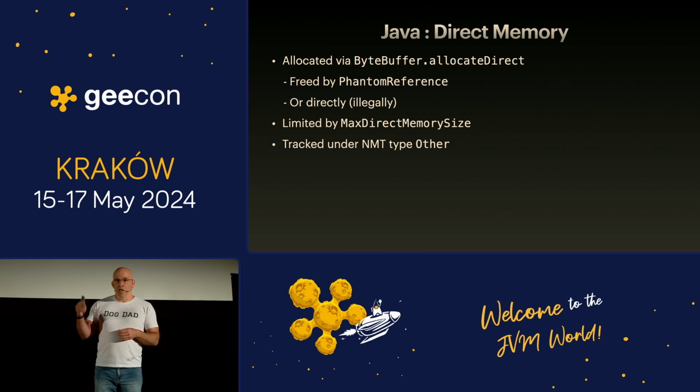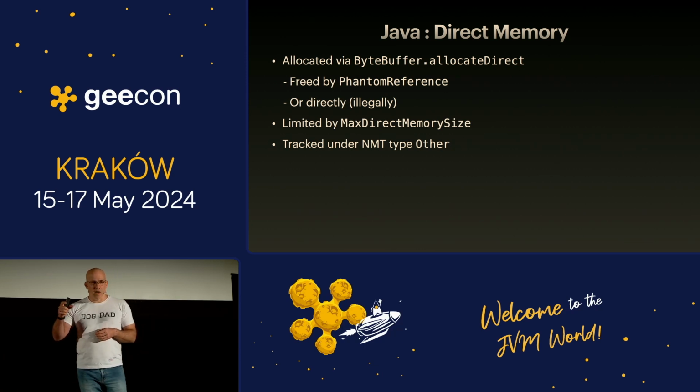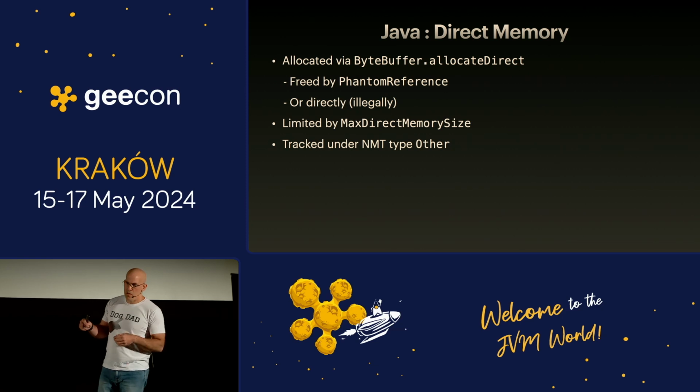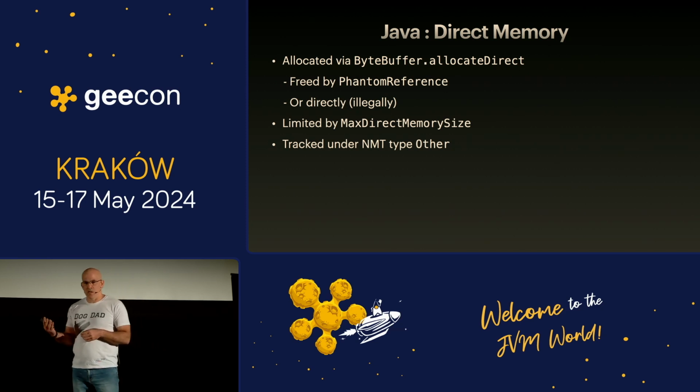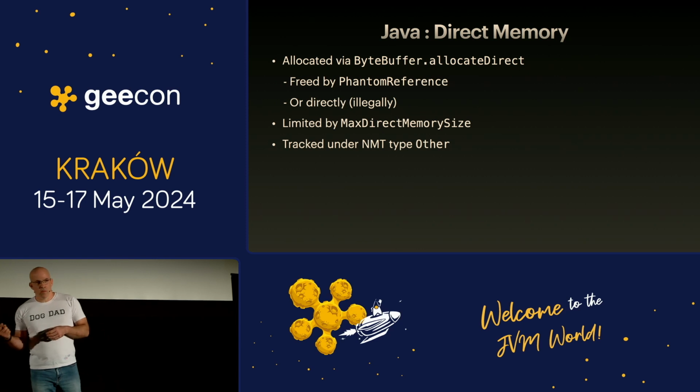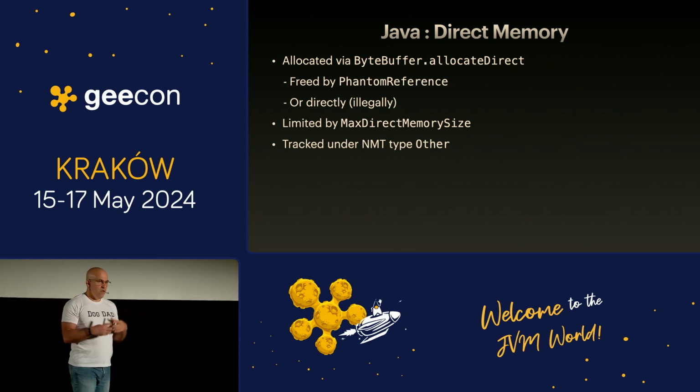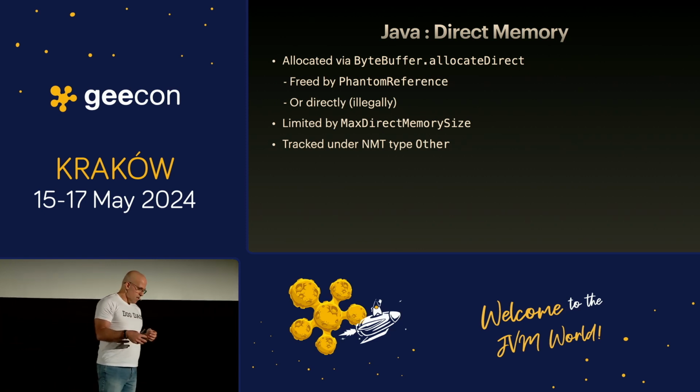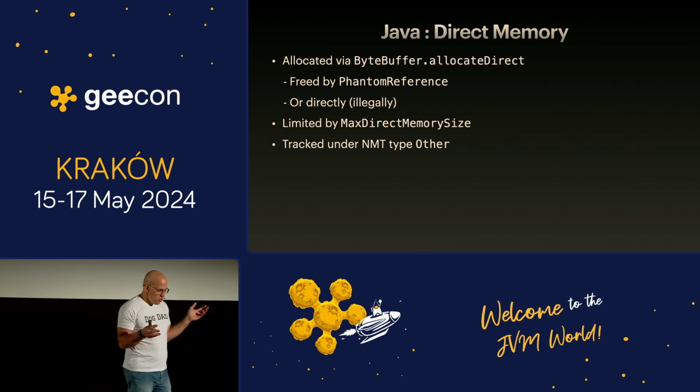You can look at NMT and see how much of that has been used. There's a JMX bean for tracking byte buffer usage. You can try and use that too, but JMX is disgusting, so I don't know why you would. If you allocate direct memory, by default, the JVM is going to try and collect it later at a time of its choosing.